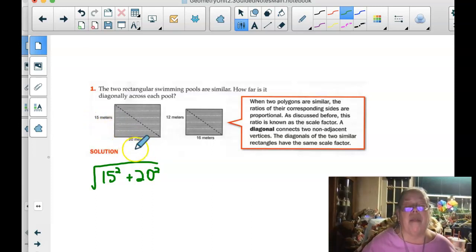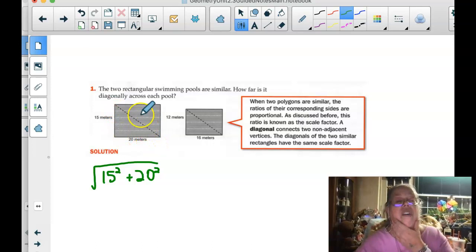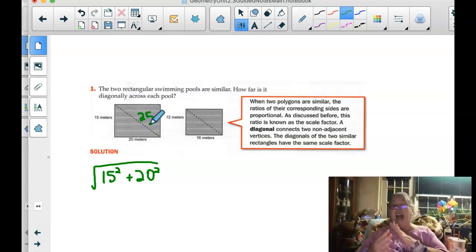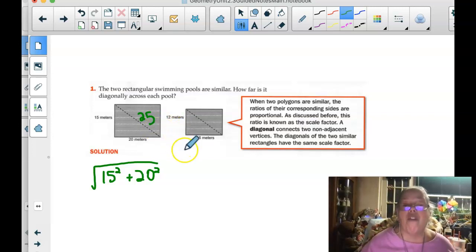If I divided this by 5, I have 4. A famous triangle is a 3, 4, 5 right triangle. So if I do 5 times 5, what do I get? 25. The length of this diagonal is 25. Okay, so I have that now. And now I can use proportions to figure out this one. Not that I really have to, but it's all good.